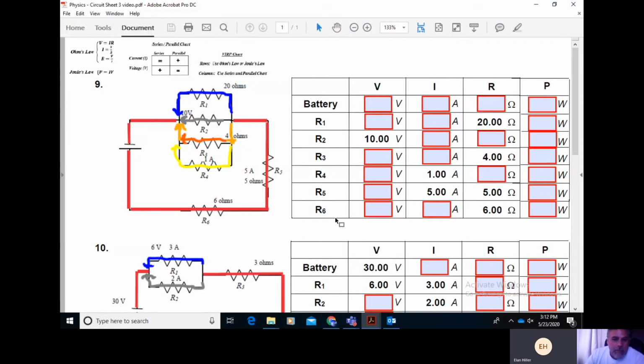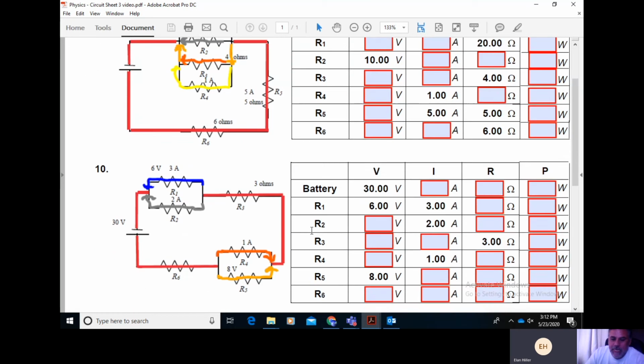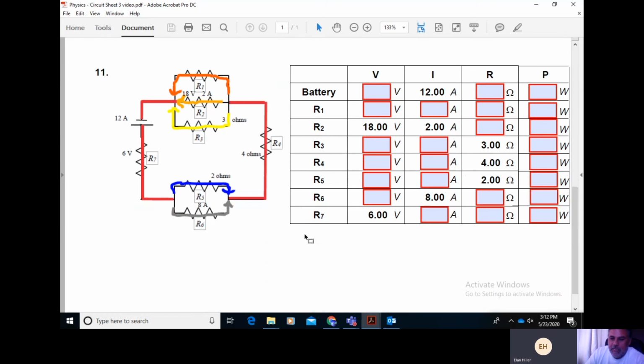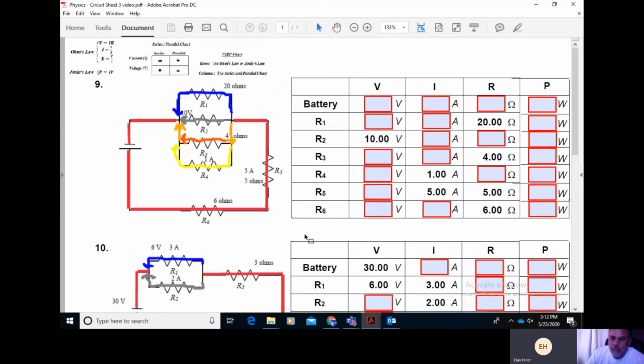Hello, everybody. In this video, we're going to take a look at a tutorial on working circuit puzzles 9, 10, and 11. Again, just as before, please pause the video and try these yourself before you watch the solutions to see if you are indeed learning how to apply Ohm's law and your series and parallel rules.